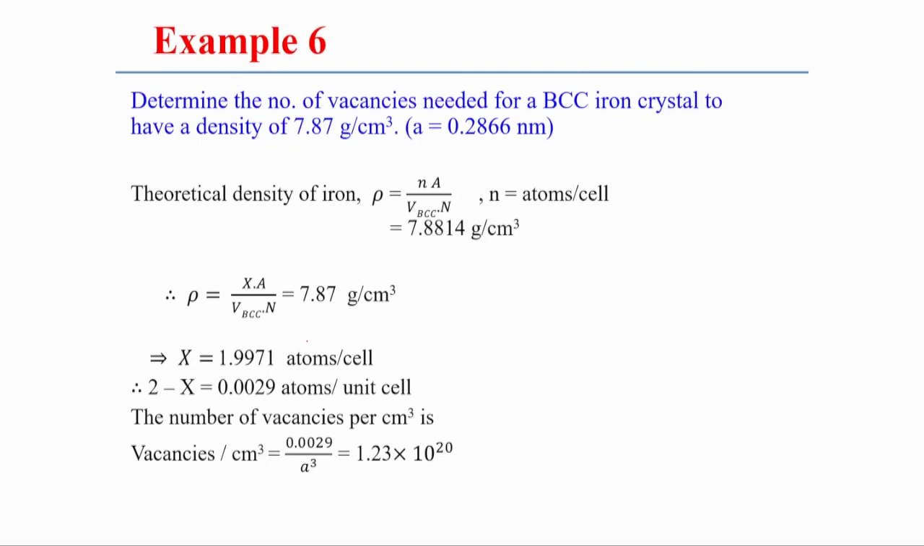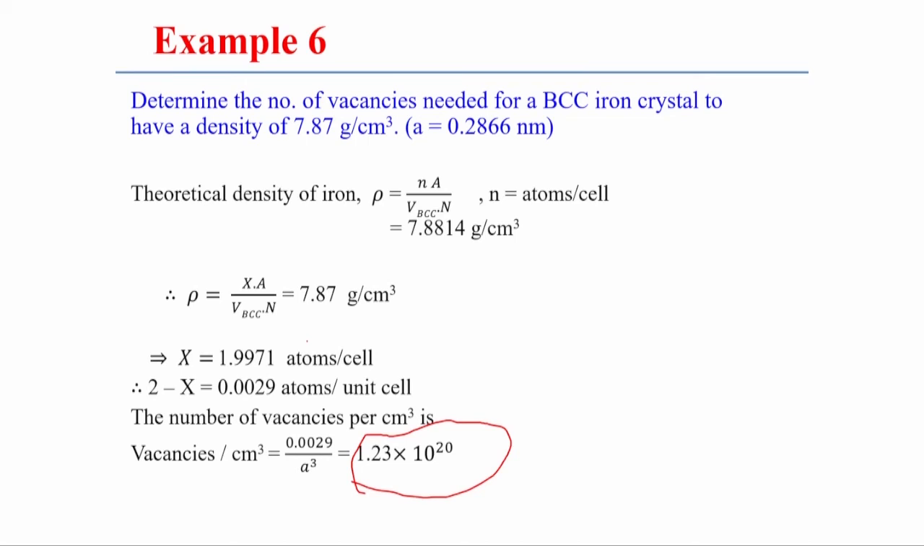Once you know it per unit cell, you multiply by the volume of the unit cell, and then we can say the vacancies per unit volume may be very high. In this case, typically about 1.23 times 10 to the power 21 vacancies exist per 1 cubic centimeter volume in the case of the BCC structure. So this is the way to find out the different problems associated with defects, or vacancies, existing within the crystal structure.